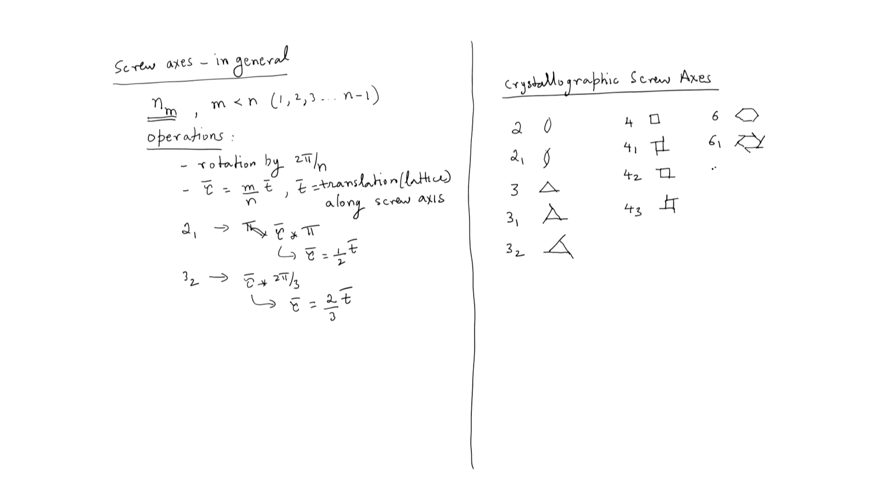Six sub 2, then I have 6 sub 3, 6 sub 4 and 6 sub 5. So, we have drawn the graphical symbol for 6 sub 1. Now, look at 6 sub 5. For 6 sub 5, the fins will be in the opposite direction as opposed to 6 sub 1.